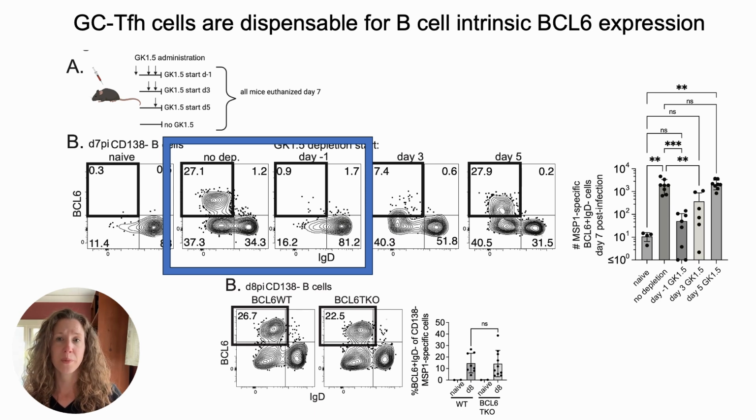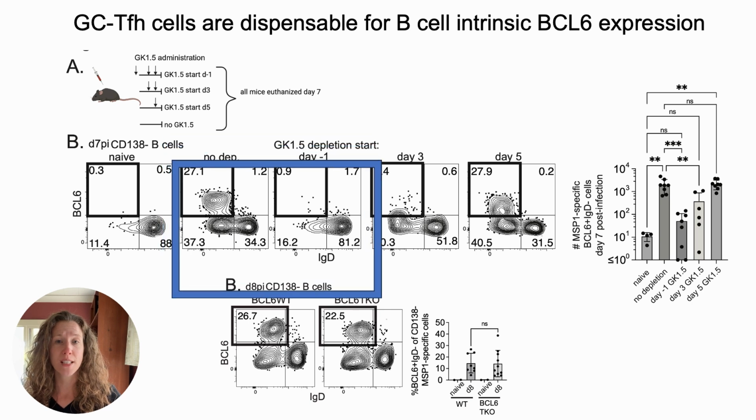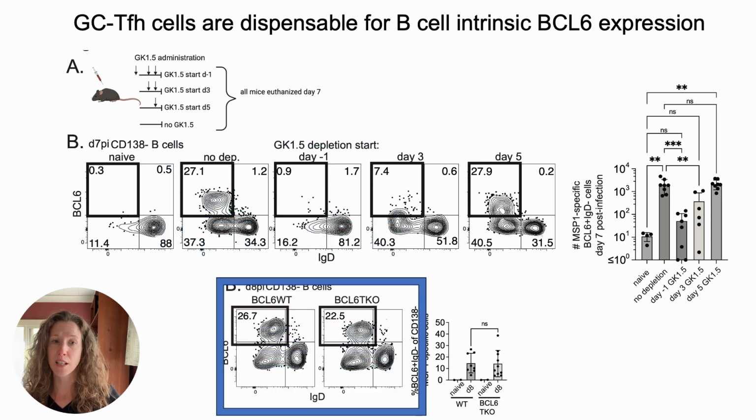Looking a little further, when we depleted CD4 T cells in vivo, we saw that BCL6 was not expressed in the B cells if the T cells were not present during early activation. However, in mice in which the T cells are present but can't express BCL6 and thus are unable to form germinal center Tfh cells, the B cells are still able to express BCL6.